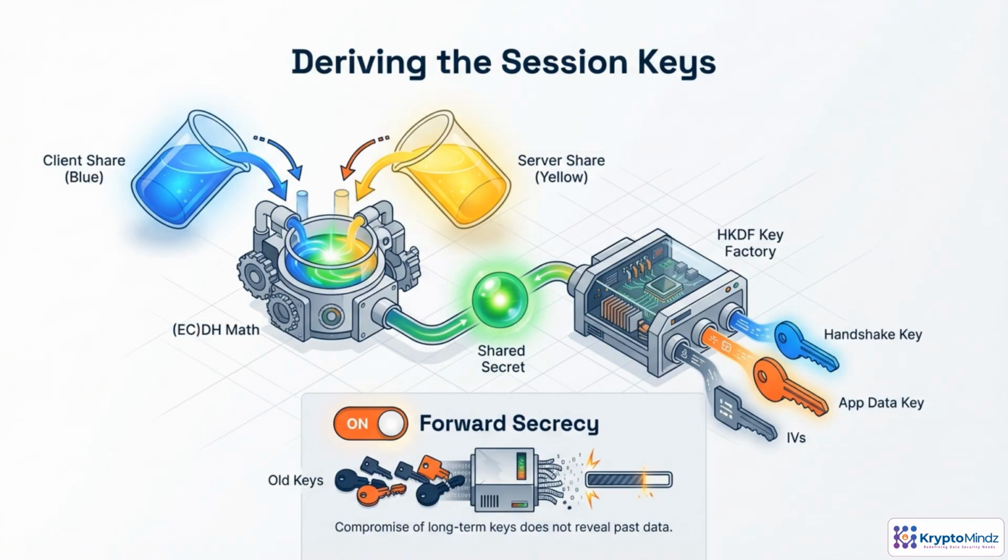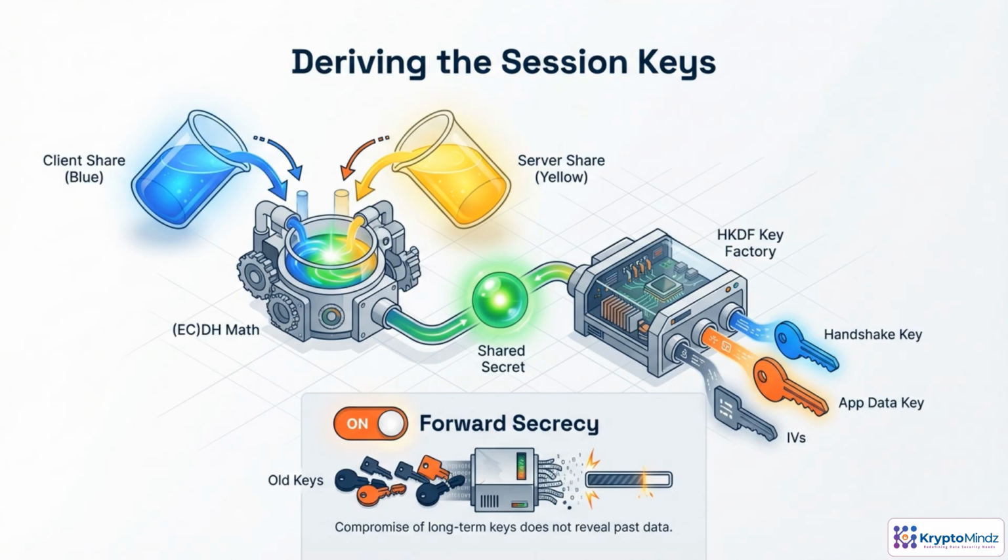Once the client and server have authenticated the server's identity, they still need fresh keys to actually protect the traffic. That's where key agreement and key derivation come in. Both sides generate their own ephemeral key shares and exchange them. Using Diffie-Hellman math, each side combines its own share with the other party's share, and independently computes the same shared secret. That shared secret is never sent over the network.